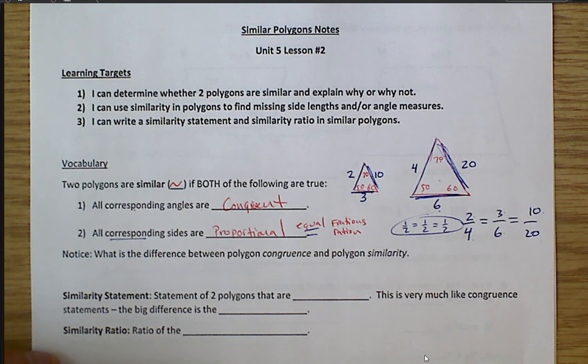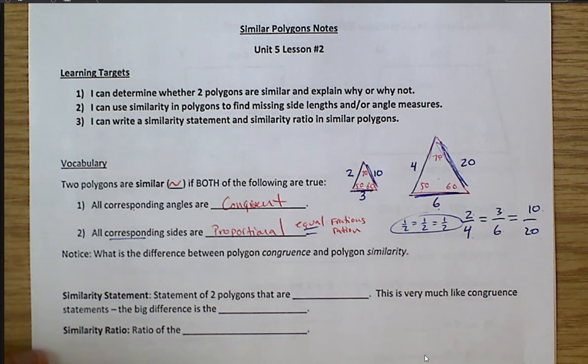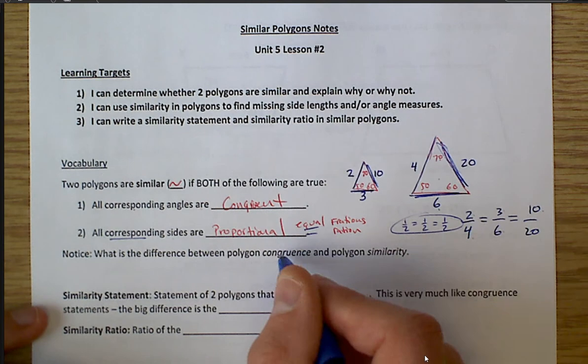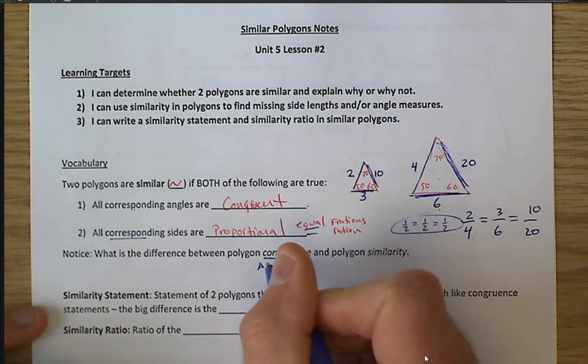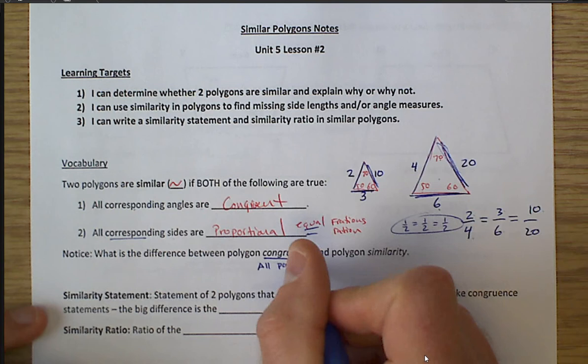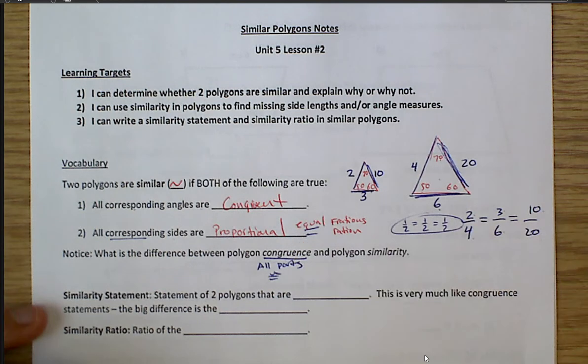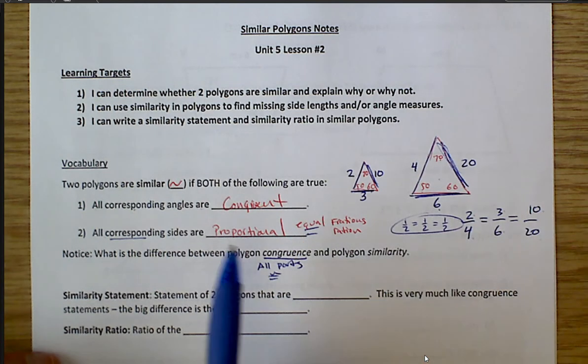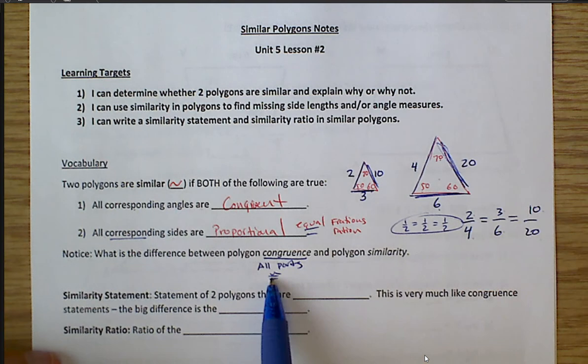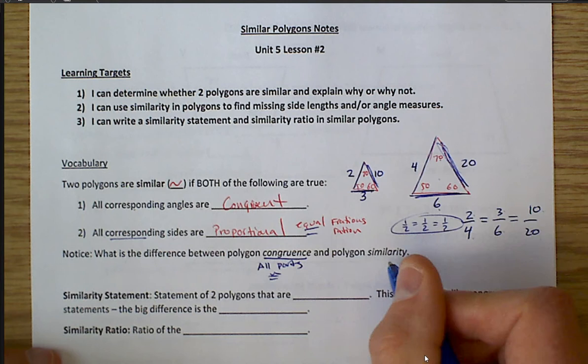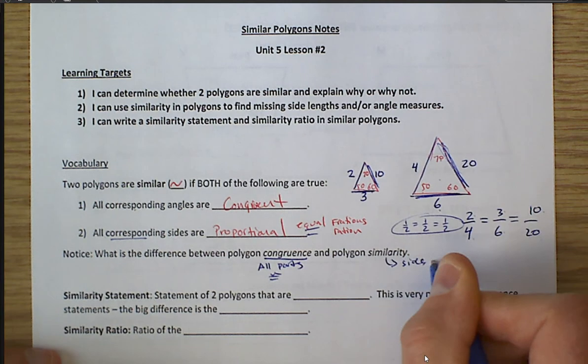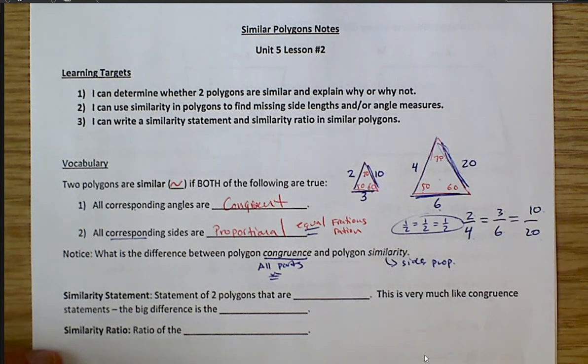Now it says, notice what's the difference between polygon congruence and polygon similarity. Congruence is all parts equal or congruent. Obviously with similarity, the angles are congruent, which is the same thing here, but the sides are proportional. So the difference here is all parts are congruent. This is where the sides are proportional, which we just talked about, okay? Let's keep moving on here.